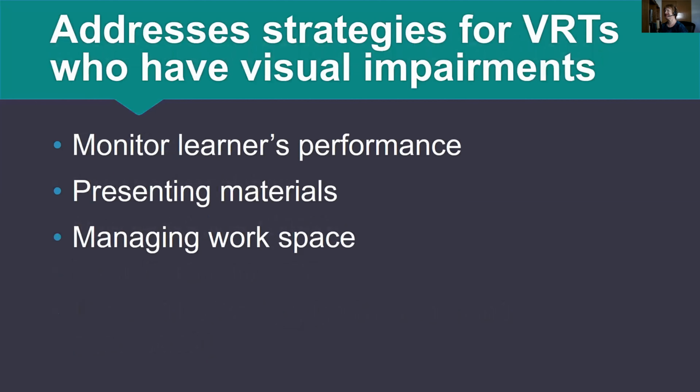Another way that the content differs from the original book is that we wanted to include strategies for VRTs who themselves are blind or visually impaired, including ways to effectively monitor client performance and strategies for labeling, organization, and other skills to help effectively and efficiently present materials and manage the workspace. So imagine if you're teaching someone how to cut vegetables or thread a sewing needle, how can you tell what your client's doing if you're not able to see?